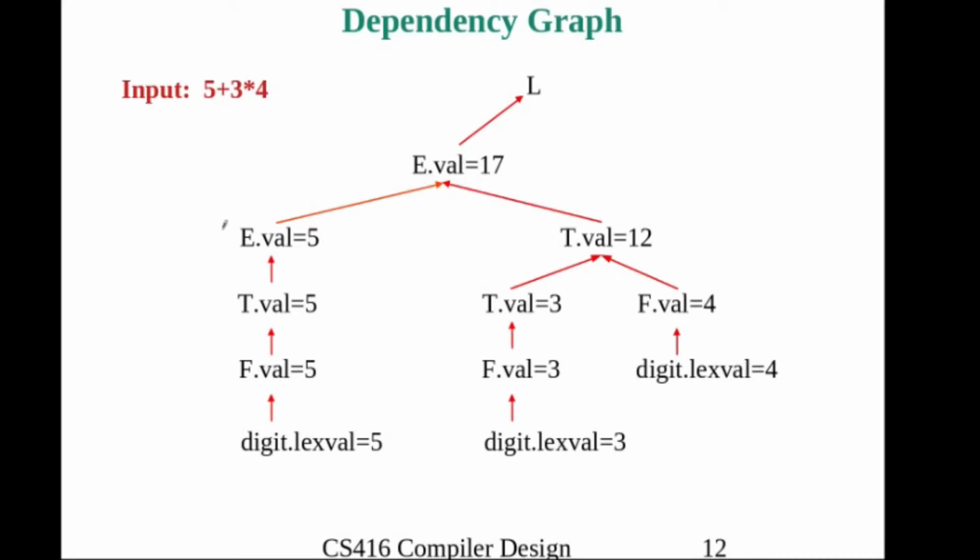Arrows go from E1 dot val to E dot val, and from T dot val to E dot val, all in the upward direction, because F dot val depends on digit dot lexval. So this is the dependency graph. Here we can say that E dot val depends on E1 dot val and T dot val, and T dot val depends on T1 dot val and F dot val. That is why it is a dependency graph.